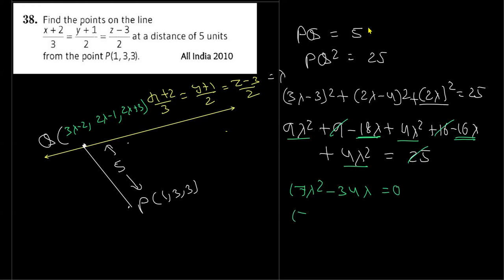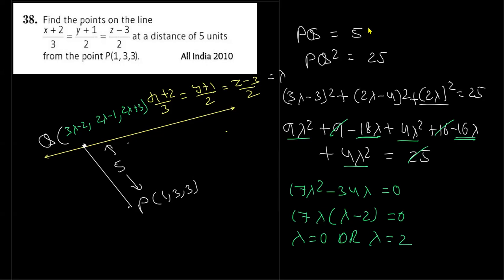So I can factorize it by taking 17 lambda common, and we get lambda minus 2 equal to 0. Comparing this with 0, I'll get lambda equal to 0, or on comparing this with 0, we'll get lambda equal to 2. Next we are going to plug in the values of lambda to get the coordinates of Q.